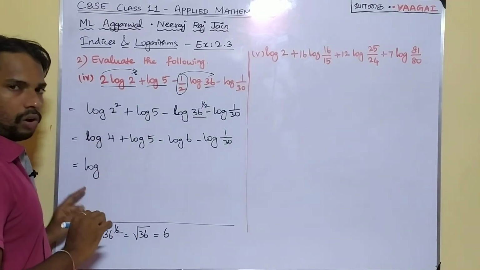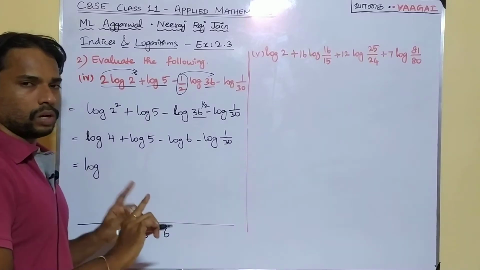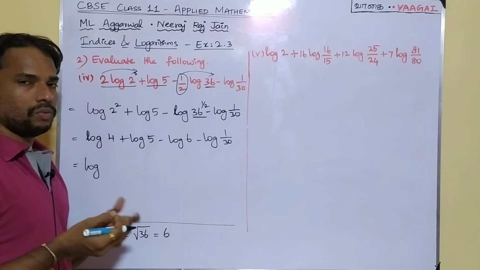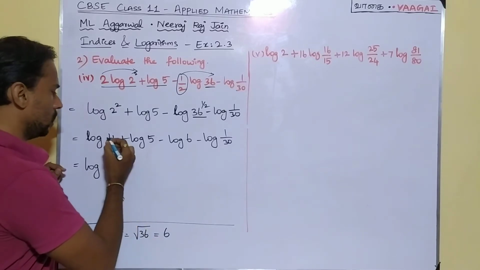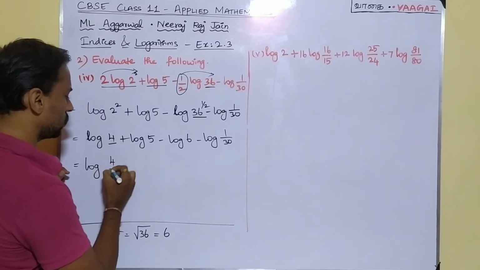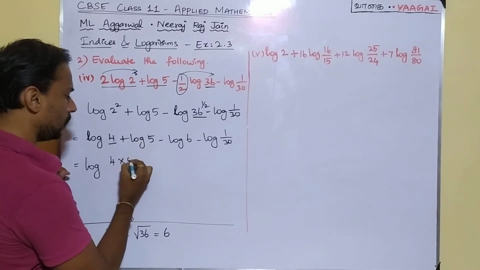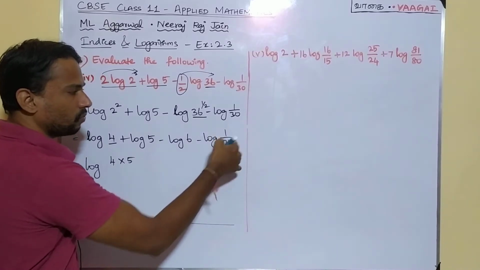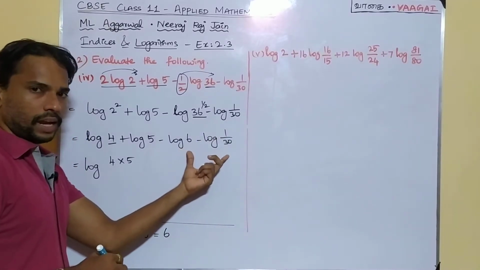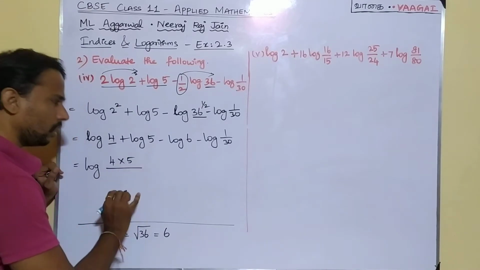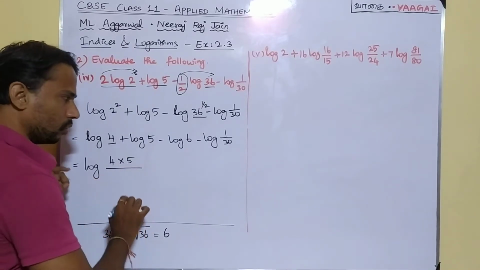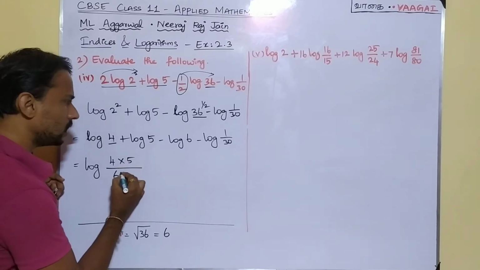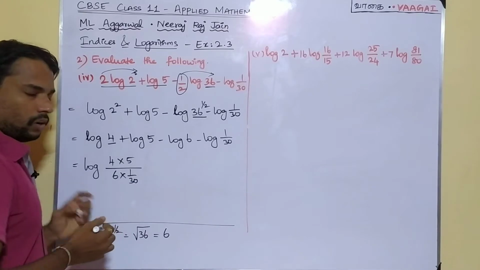So this will become what? Log of, let me try to do the entire thing in one single step itself. You should carefully recall it, and then carefully follow it. Only then you will be able to understand it. So log of, what about this 4? We have plus 5, so I can multiply it with 5. Then I have minus log of 6 and minus log of 1 by 30. Now both are in minus only, right? So both the things I'll put in the denominator itself. So in the denominator, I will have 6 into 1 by 30. Be careful in understanding this step.